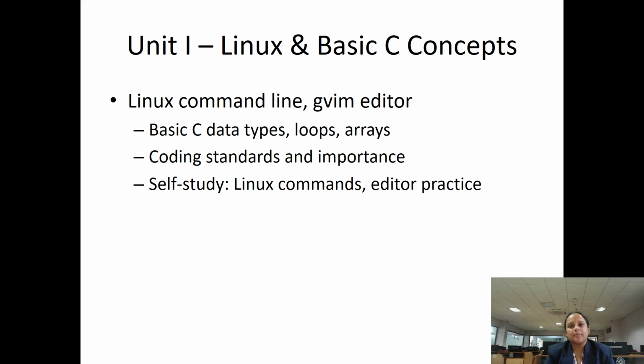It's basically command line programming, and you also have a GVim editor, a graphical Vim editor, or it's just the Vim editor where you can write the code and execute the files. So the coding standards and the importance of Linux are what you'll be studying, and there will also be some self-study topics.